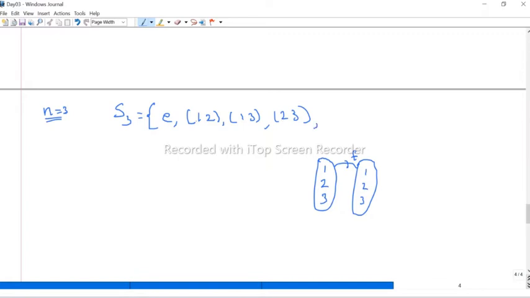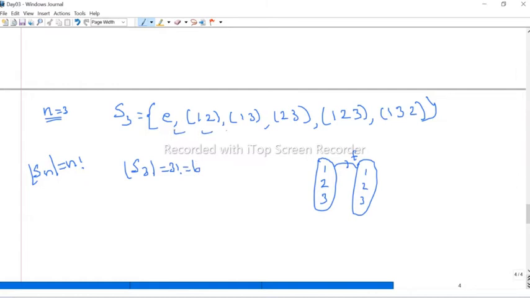Now all the 2-cycles are over. Next, we take 3-cycles. I am taking 1 maps to 2, 2 maps to 3, 3 maps to 1. Suppose 1 maps to 3, 3 maps to 2, and then 2 maps to 1. In general, the cardinality of Sn is n factorial, the number of elements in the set. Here for S3 the cardinality is 3 factorial, which is 6. So there are 6 elements: 1, 2, 3, 4, 5, 6.